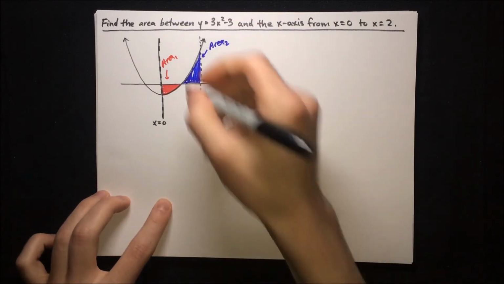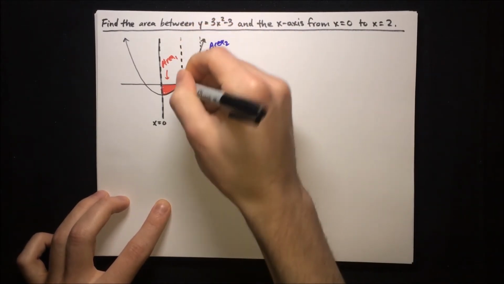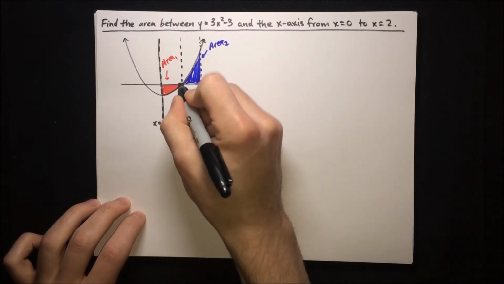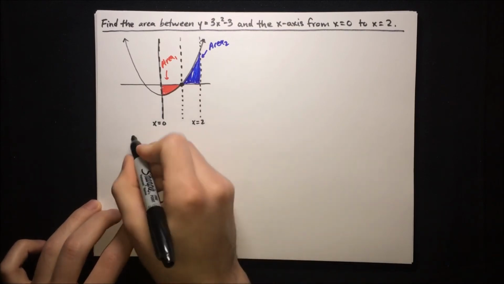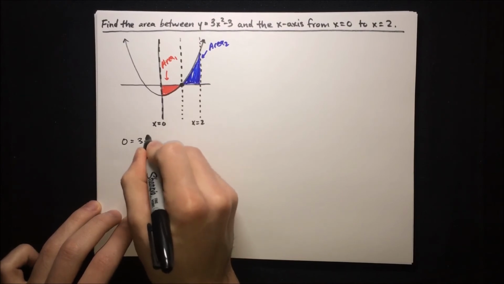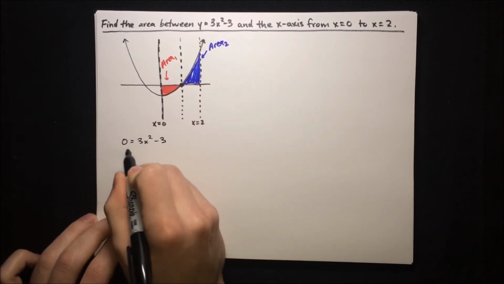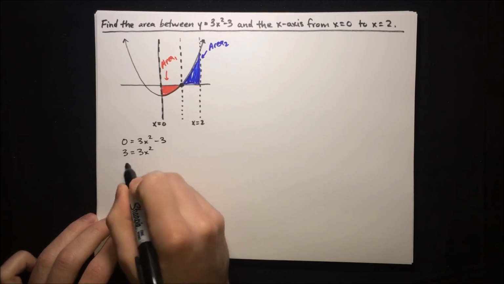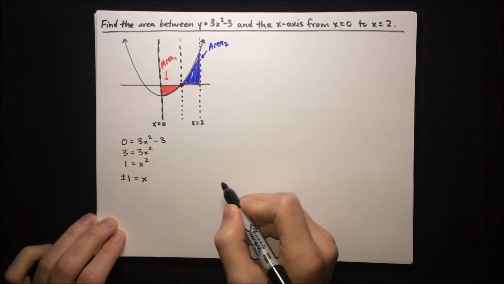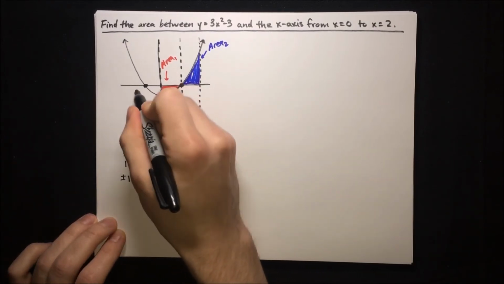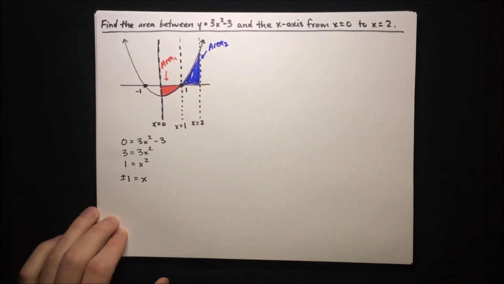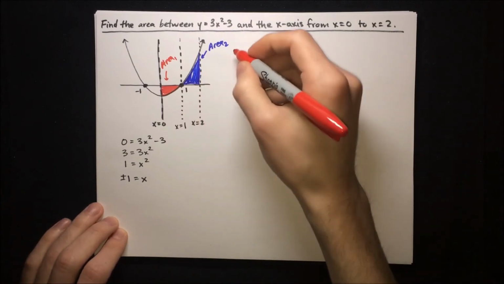Okay, but we still need to figure out what the point of breakage is. Where's the crossover point where y changes from negative to positive? And so that's just the x-intercept here of this curve, and we can find that by setting y equal to 0. So 0 equals 3x squared minus 3. So then adding 3, we've got 3 equals 3x squared. 1 equals x squared. So plus or minus 1 equals x. And so this intercept right here is negative 1, and this one is positive 1, and that's the one we want, x equals 1.